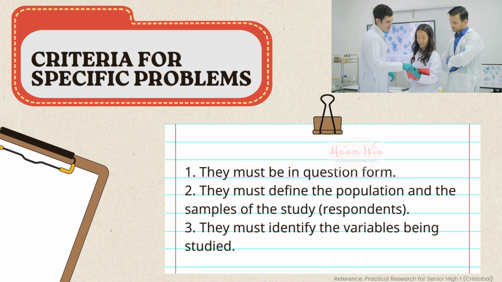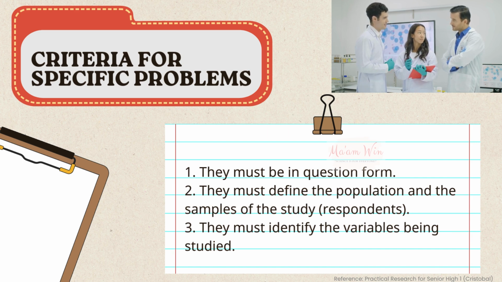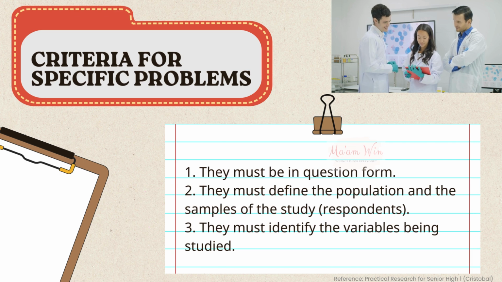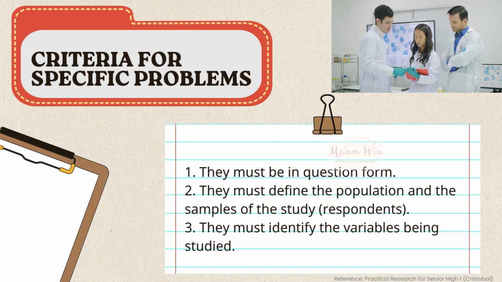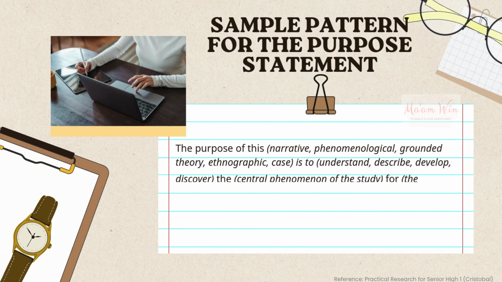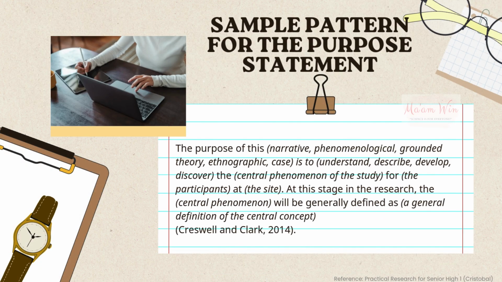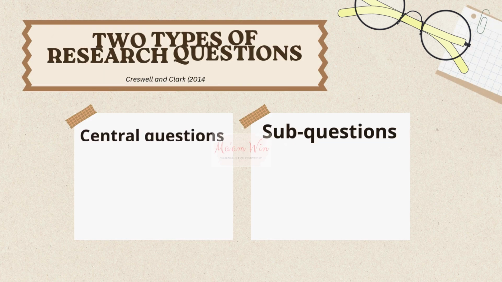So here are the criteria for specific problems. So listen carefully. 1, they must be in question form. Second, they must define the population and the sample of the study or the respondents. Number 3, they must identify the variables being studied. So this is an example pattern for the purpose statement. You may use this one in writing your research.